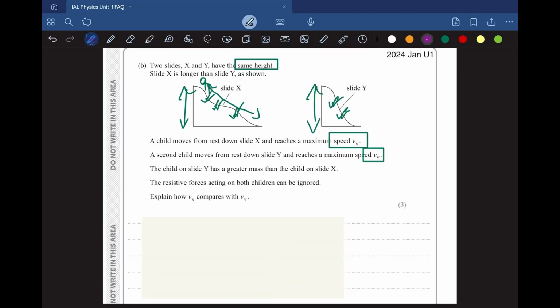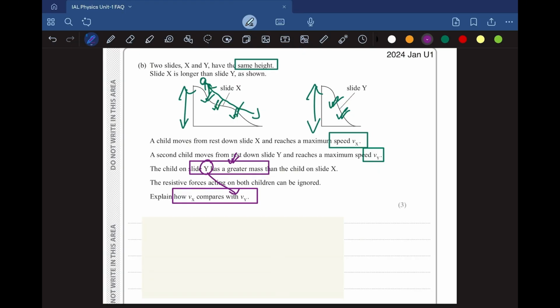So basically they have given us a contrasting point, which is that child Y has a greater mass. Now you might think that if someone has a greater mass, he will fall through this slide more quickly, right? This is something that I used to believe as well, but this is not going to happen in this scenario. Why? We will explain why it isn't occurring, or why it will occur if it is occurring. This is what they have asked: explain how Vx compares with Vy. Actually, despite having a greater mass, how will it behave, whether the velocity Vy will be greater than Vx or what? This is what they have asked us to explain.